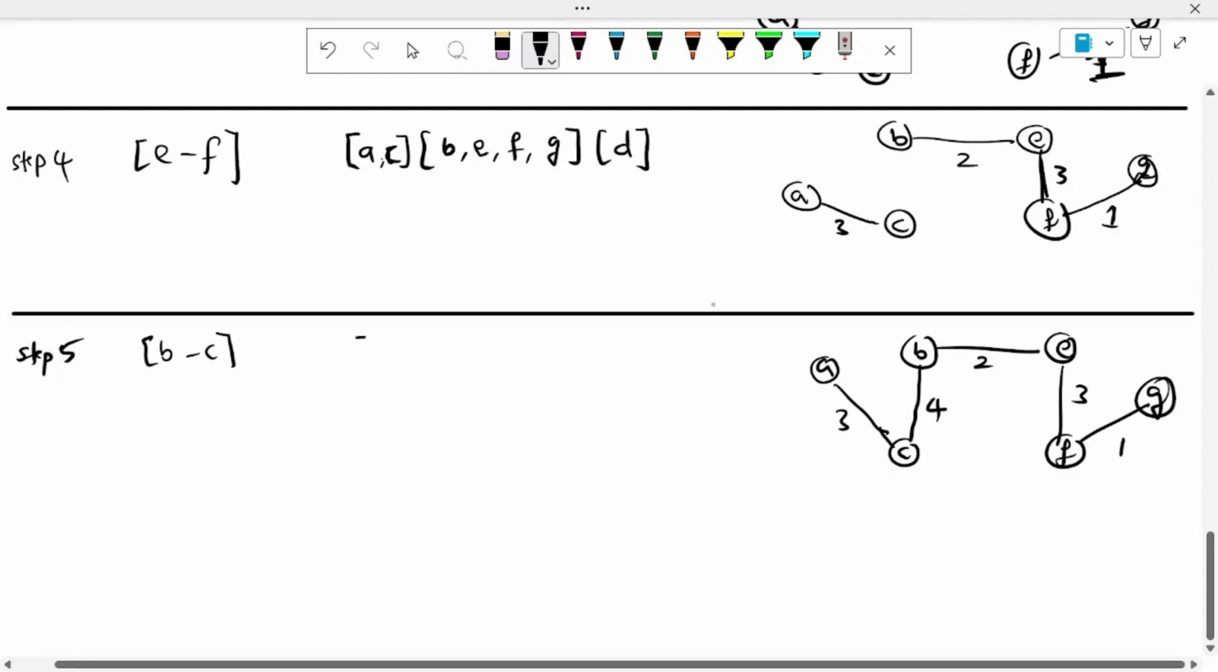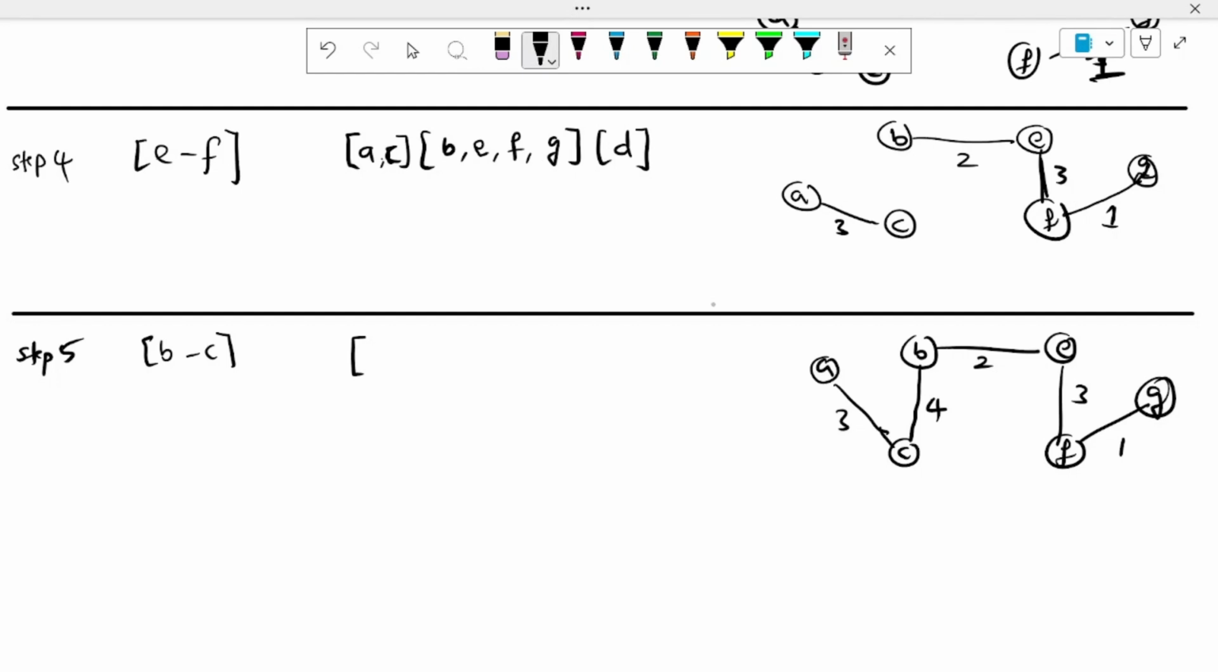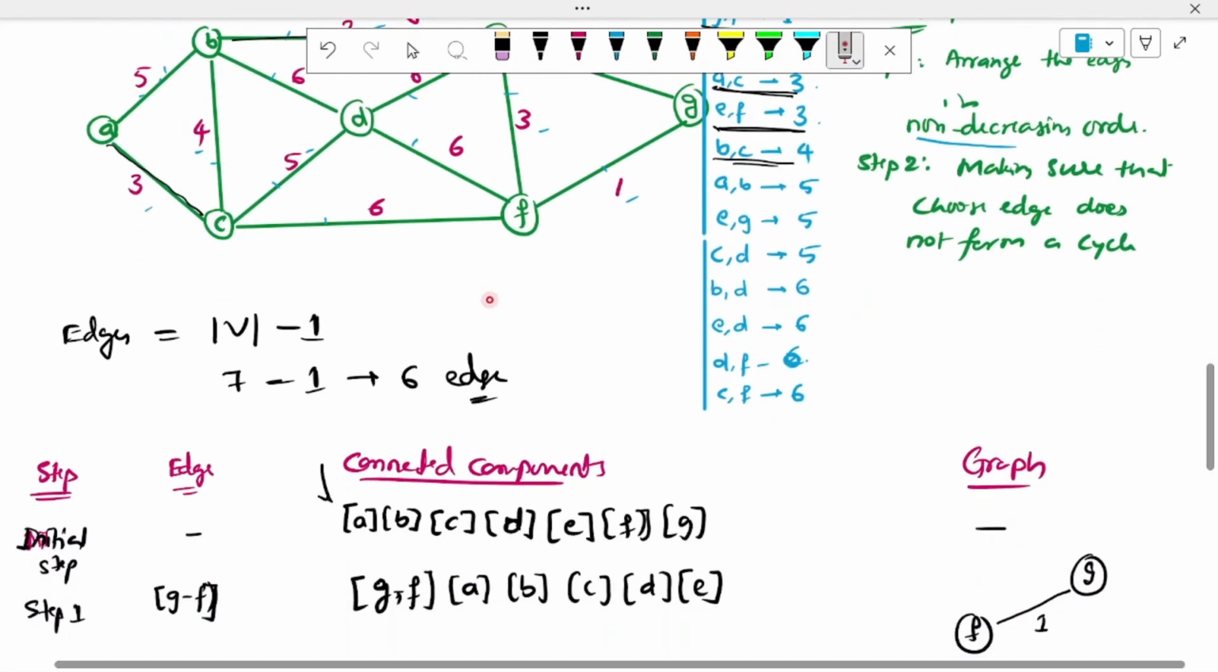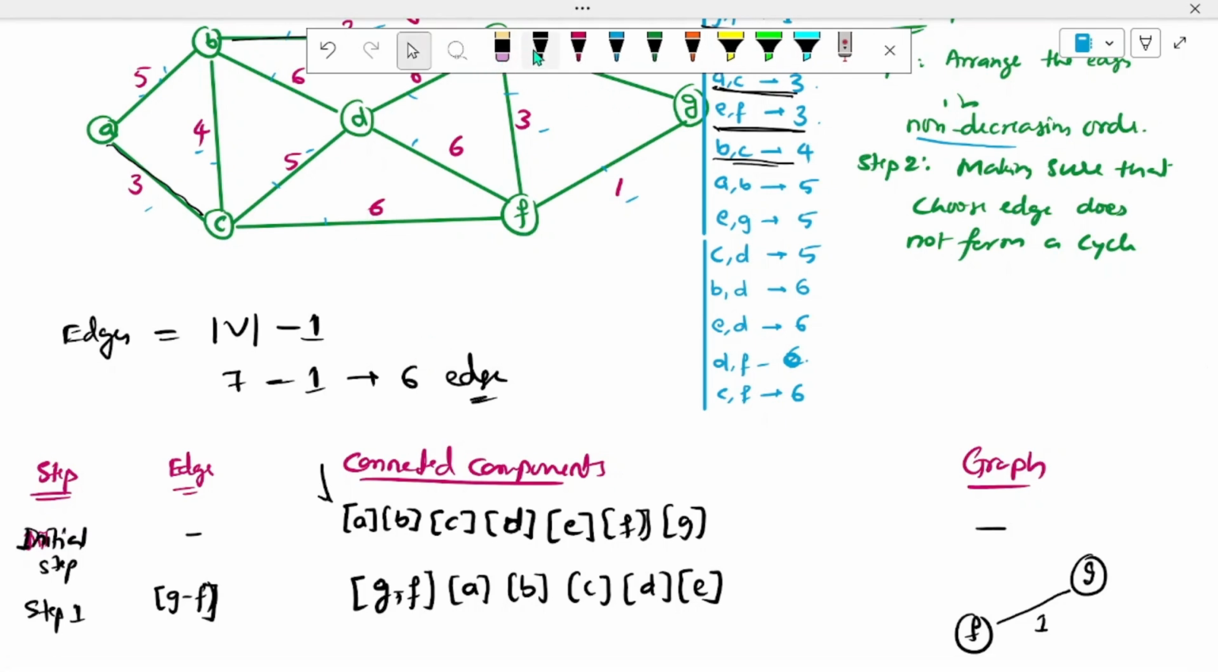Now if you try to write these components, just write which all are connected. A, comma C, comma B, comma E, comma F, comma G. And still one needs to be added, that is D. Just keep it aside. Now in the next step, you can observe the number of edges that I have got here. 1, 2, 3, 4, 5. How many edges do we need to have? We need to have a total of 6 edges. I have got 5 now. I'll go for the next one.